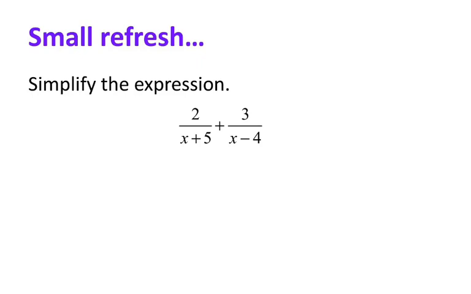Anytime you are trying to add fractions together, you always need a common denominator. If I look at my first fraction, I have x plus 5 in my denominator. My second fraction, I have x minus 4. So I'm going to take my first fraction and multiply it by my other denominator, x minus 4. And of course, whatever you do to the top, you have to do to the bottom. And for my second fraction, I'm going to multiply it by x plus 5.